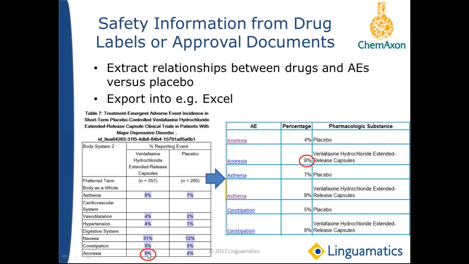So looking at the final result here for anorexia, we pulled out 8% for the compound and 4% for the placebo. And that's then showing up in the Excel spreadsheet with 4% for the placebo, 8% for the compound. So this was the original text document, and you're now getting it into a structured form in Excel, but it could also go directly into a database.